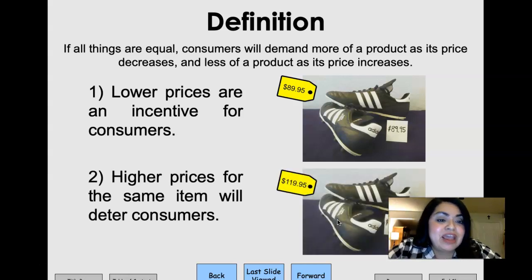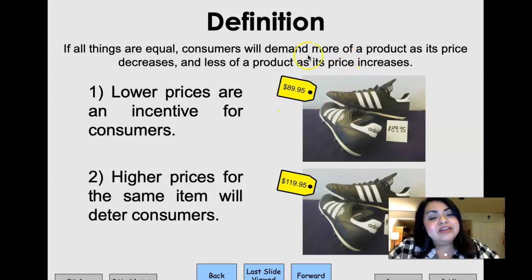Period. If you go to Macy's and you see this pair of shoes and it's $119.95, and you're like, oh, that's an awesome shoe, I think I'm going to get it. But then the next stop you make is DSW, and you find them for $89.95. Which one would you buy? You would definitely buy the cheaper one, or at least I hope you would, and save the $30 and use it on something else.